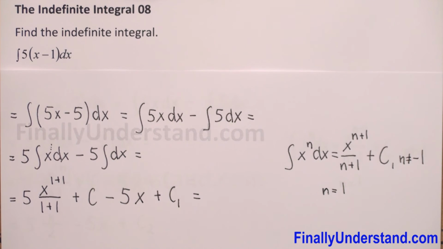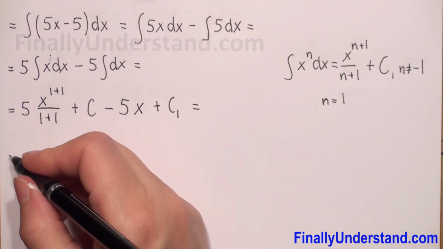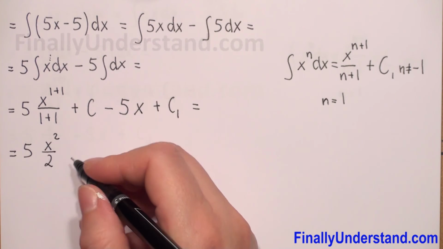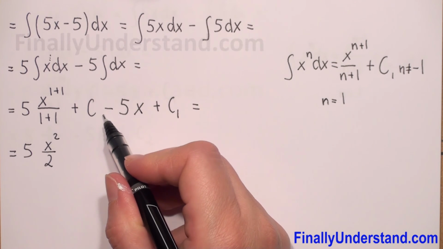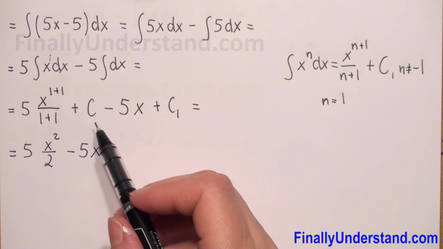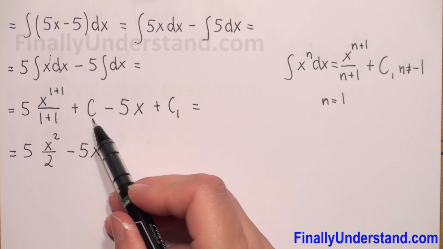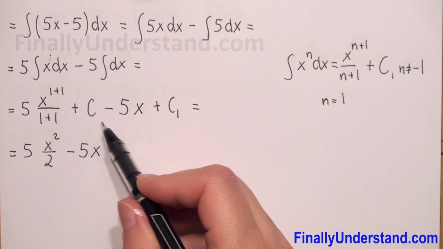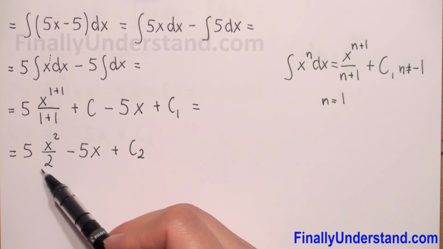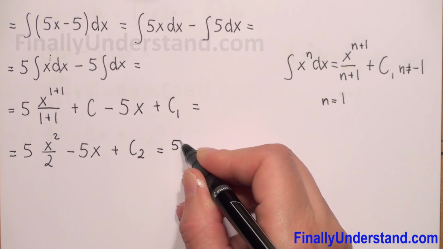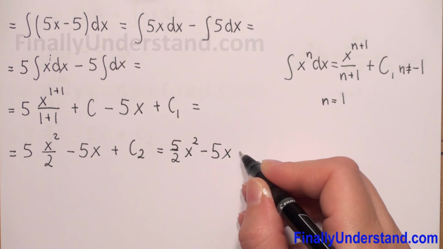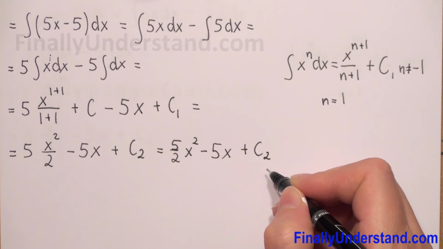So this is equal, we have 5 times x squared over 2. Next, I can put -5x. And because we have two constant c and constant c1, we can write that we have constant. I can write 2. So we can rewrite this. We have 5 over 2x squared minus 5x plus constant 2. This is my solution.